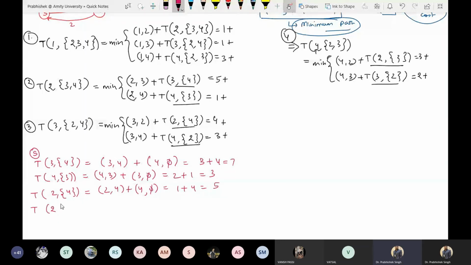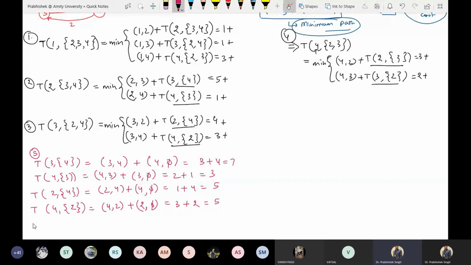4, 2. So what options am I having? 4 to 2 plus 2 to null. This means 4 to 2 is what? 3. And 2 to null means 2 to 1. So this is 2, 2. This is 5. Now 2 are left.